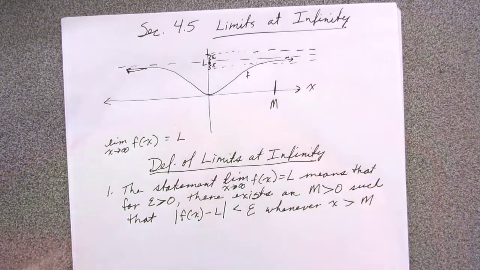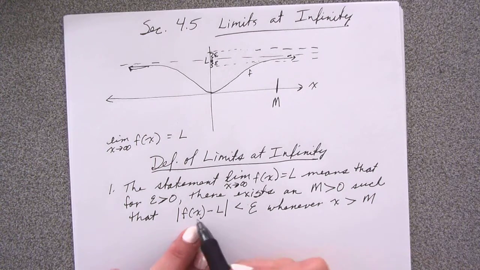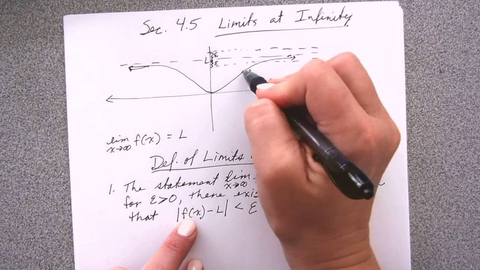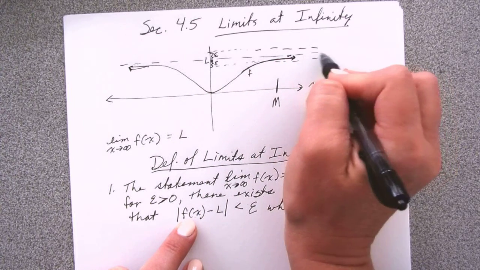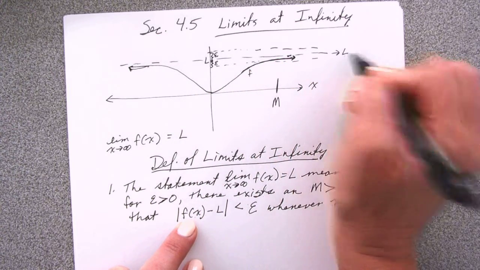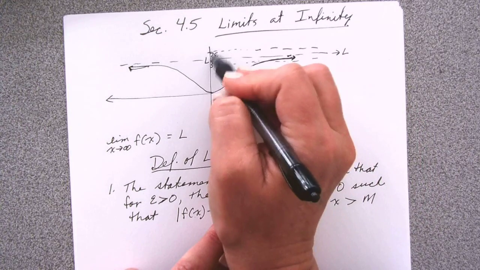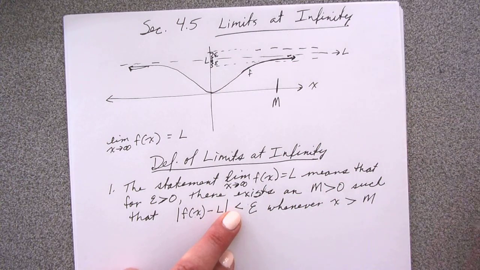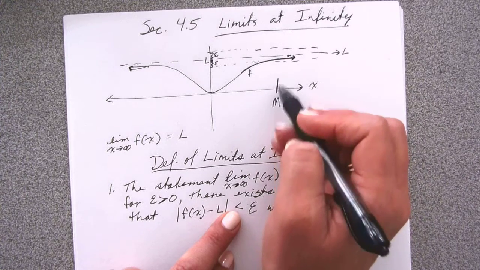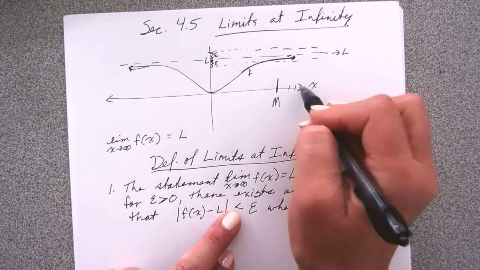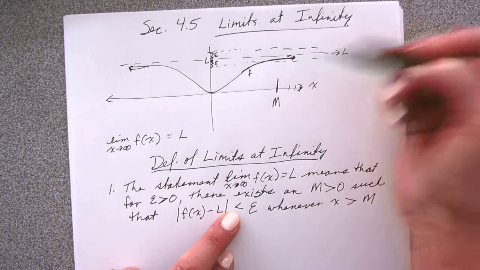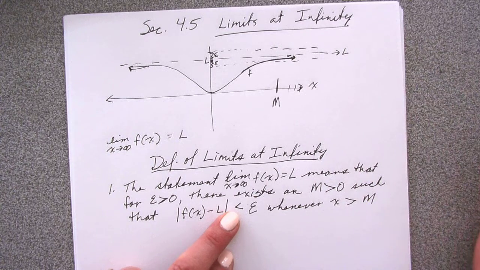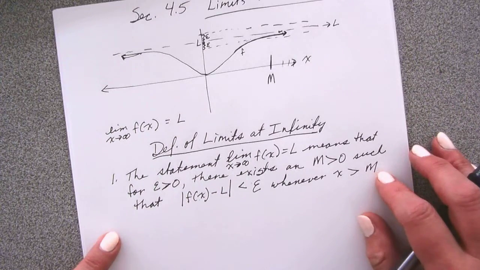So this is saying the distance between this function and the limit, which is this horizontal asymptote here, is less than this distance epsilon that we have here. So we can choose some value m, and as long as we choose x values that are greater than that, then the distance between the function and the limit is going to be less than that epsilon value. That's what it means for the limit as x gets really large, as it goes to infinity, to be equal to L.